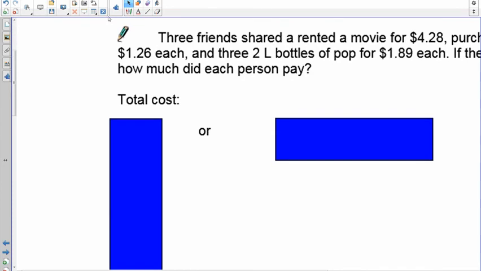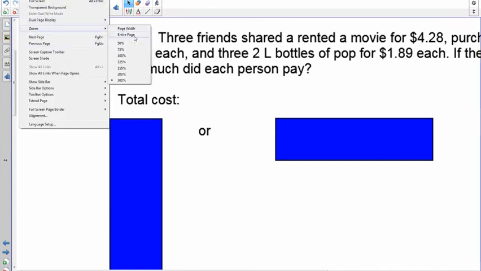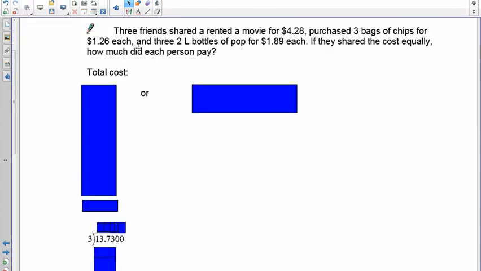Okay, let's take a look at this one. 3 friends shared a rented movie for $4.28. They purchased 3 bags of chips for $1.26 each and 3 bottles of pop for $1.89. They shared the cost equally, so how much did each person pay?